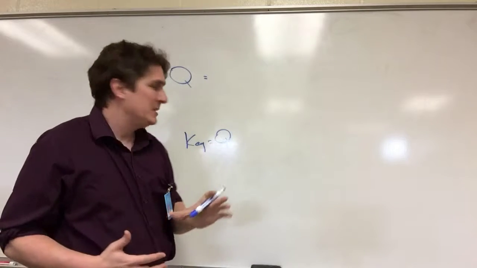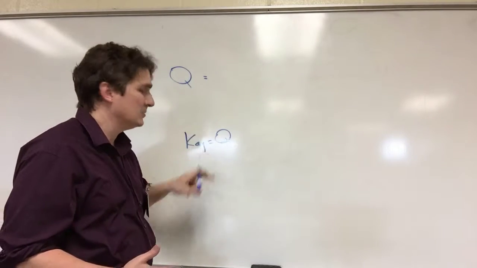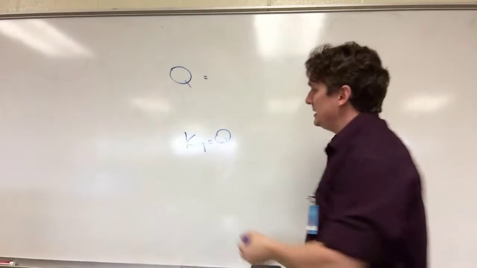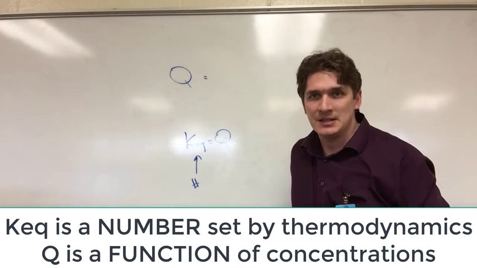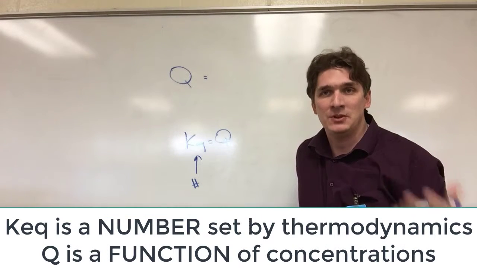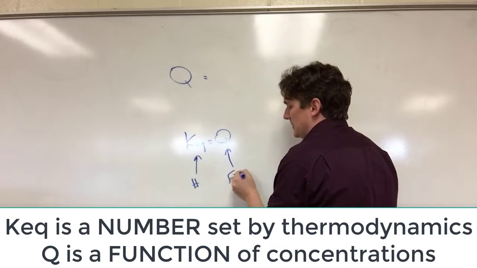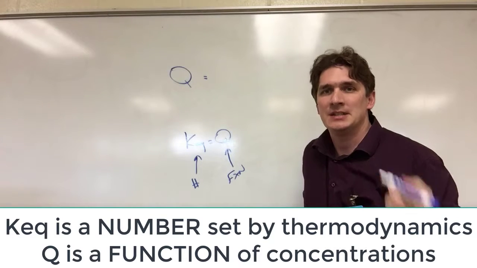So at equilibrium, we can definitively say that whatever Q equals numerically is also going to have to equal KEQ numerically. The reason we had to break it into two parts, though, is that KEQ is a number, and it's set by a physical constant, the free energy change, delta G naught. Q here is a function. Specifically, it is a function of concentrations and activities.